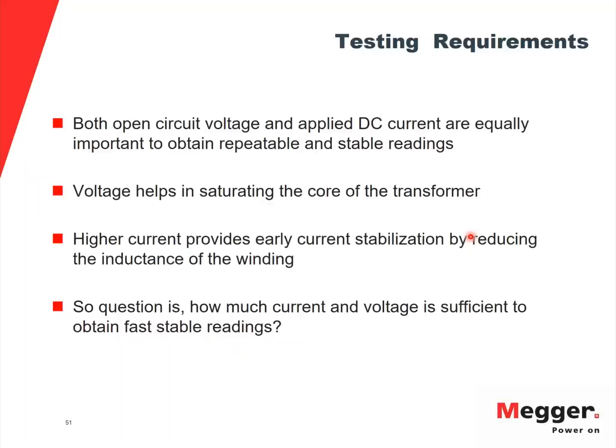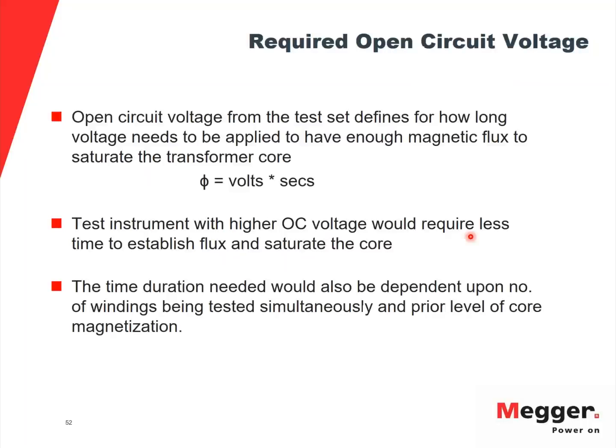So to reiterate, you need two things to make winding resistance work. You need to have enough open circuit voltage to set up enough flux, and then you need to have enough current so that it can stabilize. So when you are picking any instrument, make sure you don't pay attention only to the amount of current that it can give you. Also look at the open circuit voltage, because that is the part that would saturate the core of the transformer.